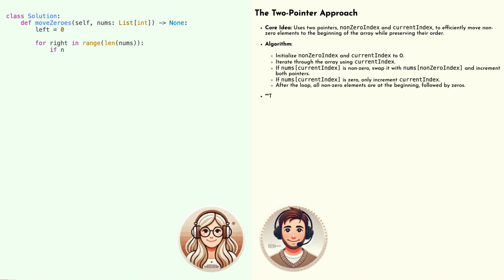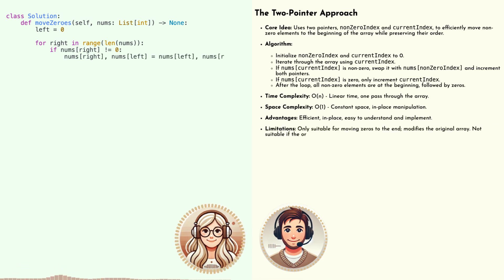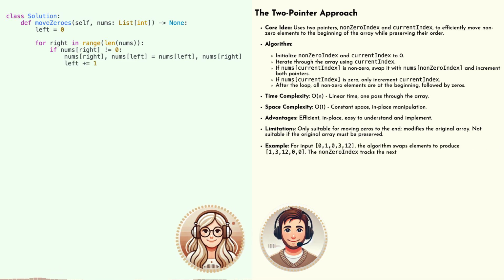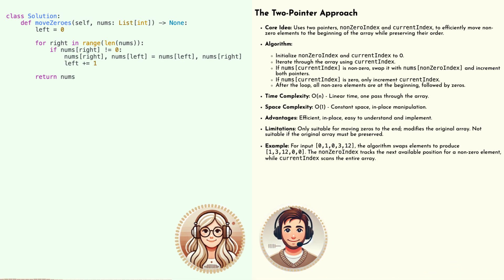So picture this. Our right pointer is like a scout. It moves through the array inspecting each element, and its job is to find those non-zero numbers. Meanwhile, our left pointer acts as a builder, making sure all the non-zero numbers the right pointer finds are placed nicely and sequentially at the front of the array. Okay, so if the right pointer comes across a zero, it just keeps going, right? It only cares about the non-zero numbers.